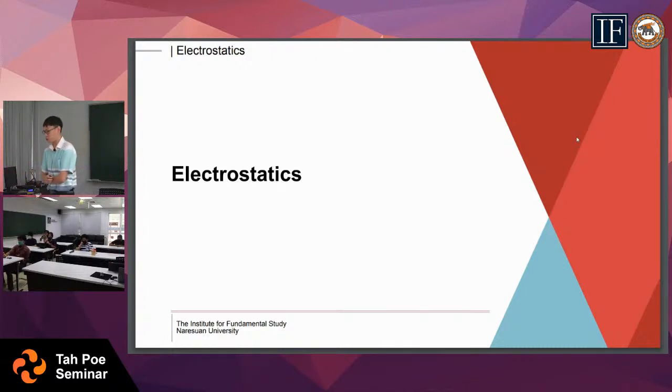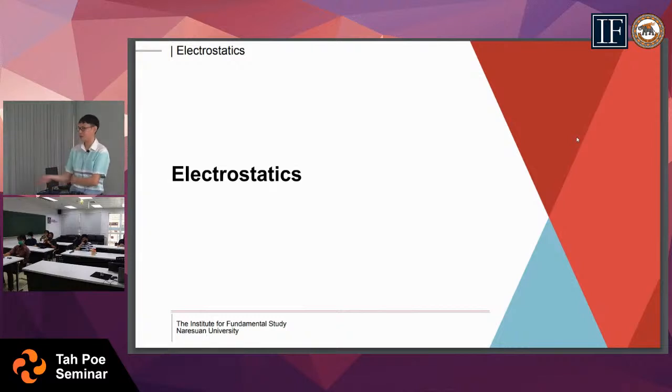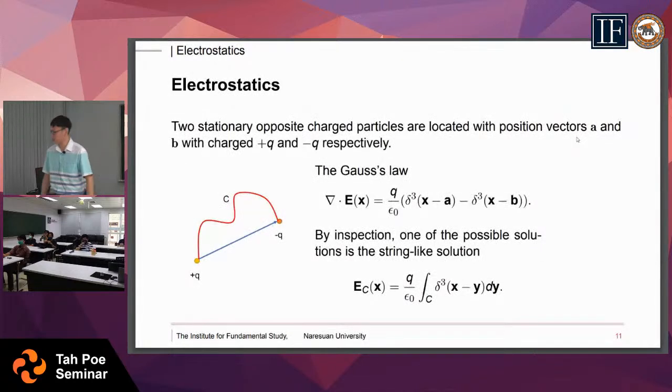Let's move to the content of this talk. So let's start constructing the theory of lines of force as the basic description of classical electromagnetic theory. Let's talk about the most basic scenario, which is electrostatics. Okay, this is the toy model. Let's consider this system where we place two stationary charged particles with opposite charge, plus Q and minus Q, at the positions A and B, right?